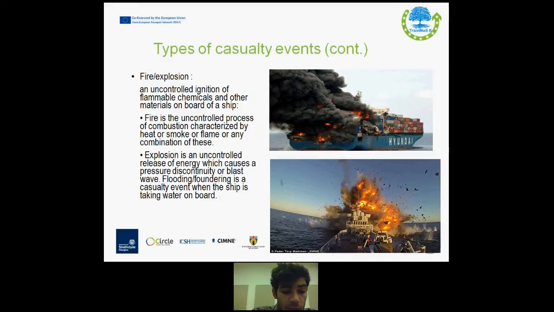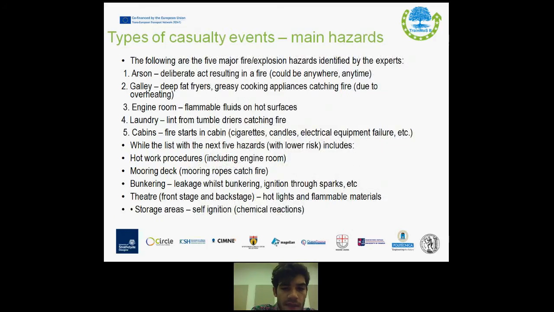Flooding is a casualty event when the ship is taking water on board. The following are the 5 major fire explosion hazards identified by experts. The first one is arson, or deliberate act resulting in fire. It could occur anywhere and anytime.